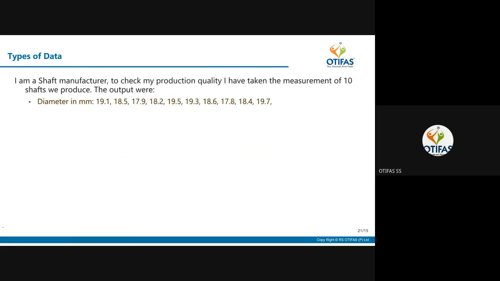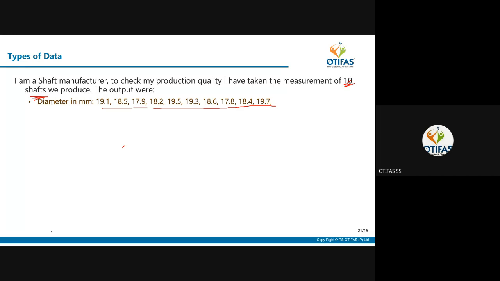Let's take an example. Suppose you are in an auto parts manufacturing company, and there is a product called a crankshaft rotor. You want to ensure its quality. During the quality inspection, suppose you have taken 10 outputs and measured them. You got measurements of these 10 shafts like 19.1, 18.5, 17.9, 18.2, 19.5, etc.